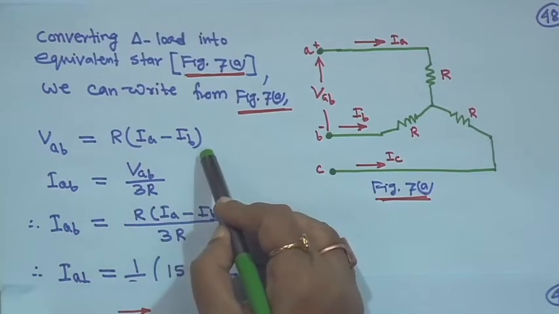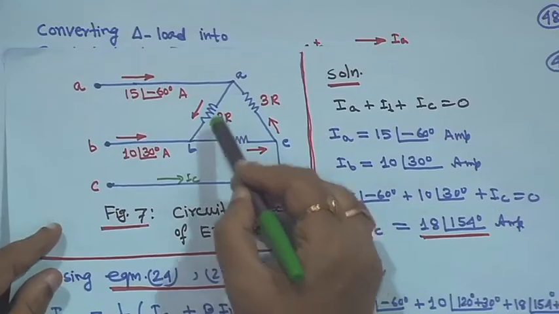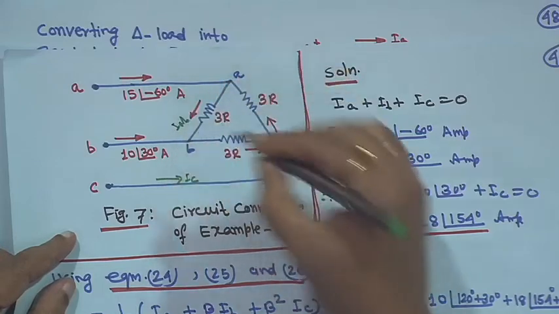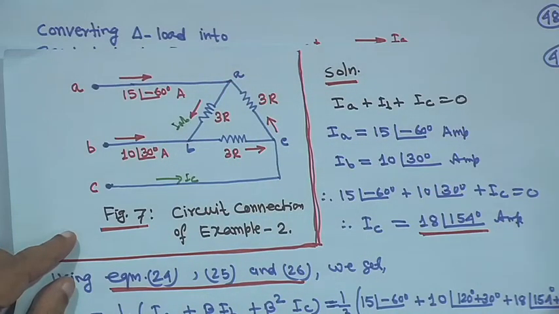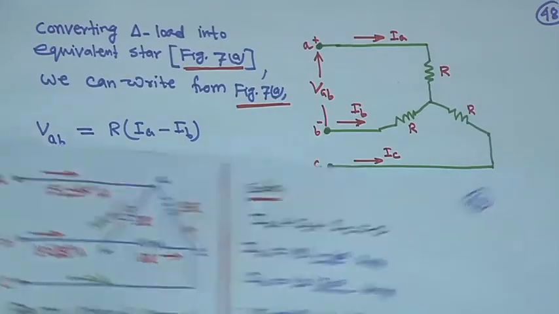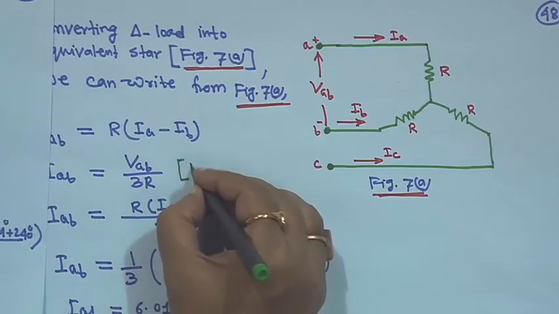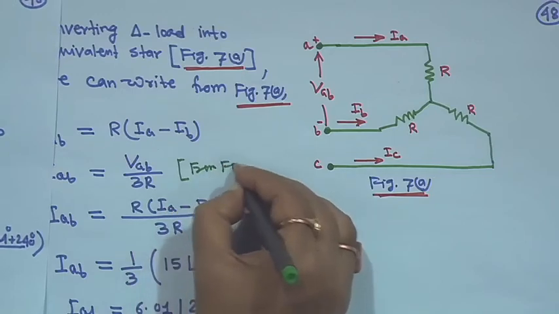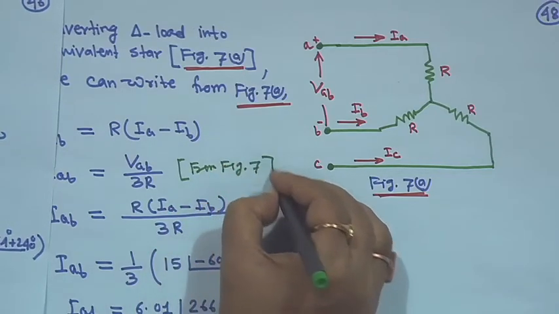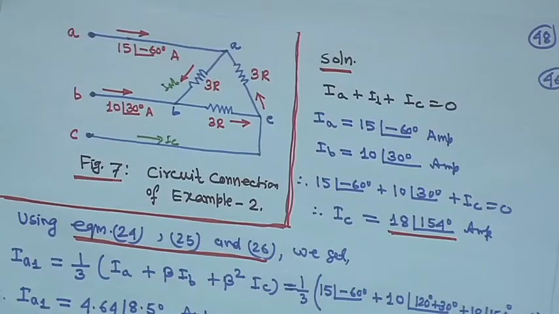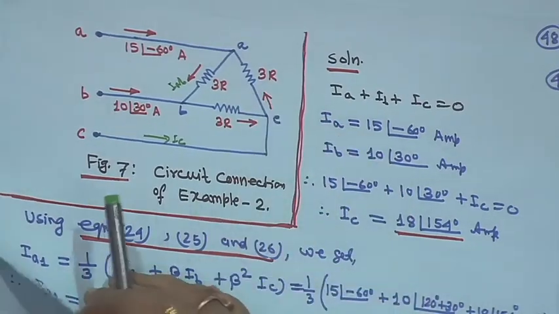V_AB is equal to R into (I_A minus I_B). Now, I_AB is the current going from A to B, so this current is I_AB. From this figure, I_AB is equal to V_AB upon 3R. It is from figure 7. So, I_AB from this figure you can write as V_AB divided by 3R.